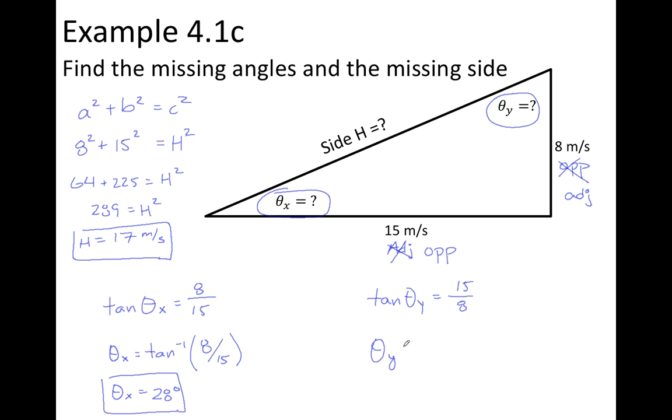We have to undo the tangent function. We do that by applying inverse tangent to both sides of the equation. And theta y is going to work out to be 62 degrees. And it's a nice little check that theta x and theta y both add up to 90 degrees. That's because the two angles in a right triangle are complementary.